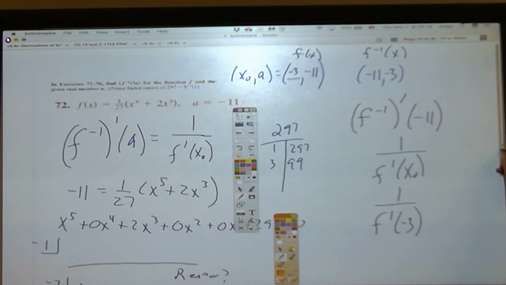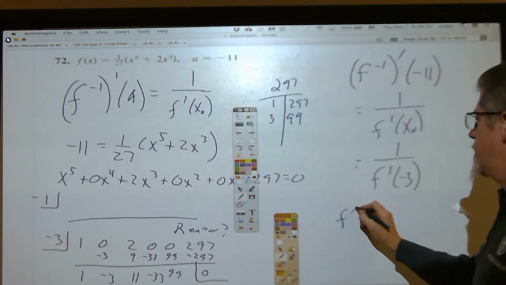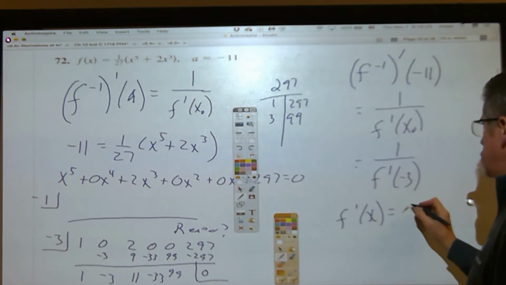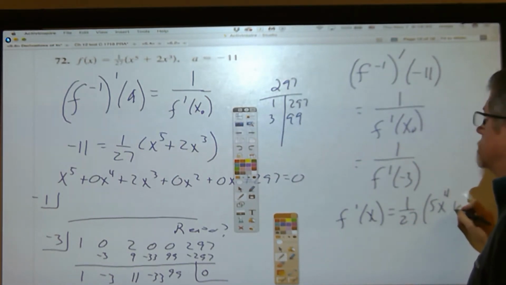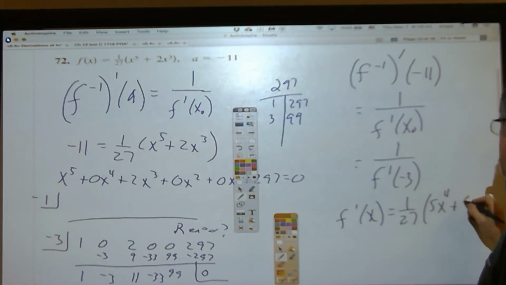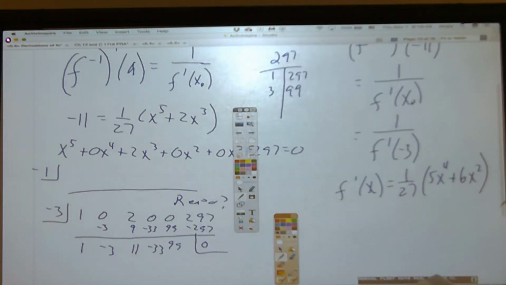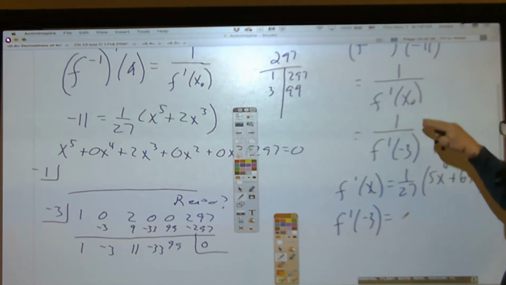Negative 3 is correct. So now let's take a break and find f prime of x. Would you please use your calculus knowledge to find the derivative of f as a function of x? Well, basically what I have to do now is plug in a negative 3 to this. That'll tell me what the denominator is.